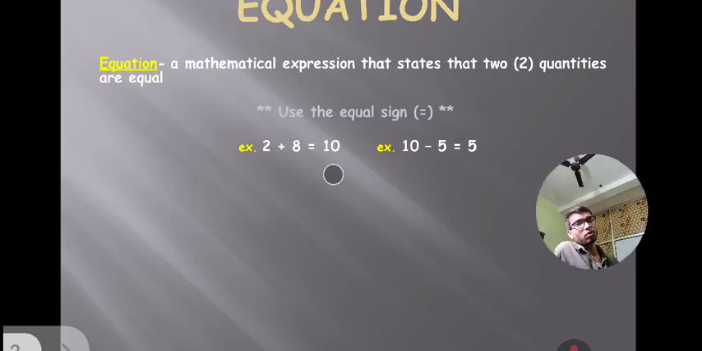Now the next example we have is 10 minus 5 is equal to 5. Here 10 minus 5, this side is equal to this side. After solving this we get 5, and this is already 5, so both sides are the same. This is the meaning of an equation: we take numbers in both sides, and if both sides are equal, then we call that an equation.